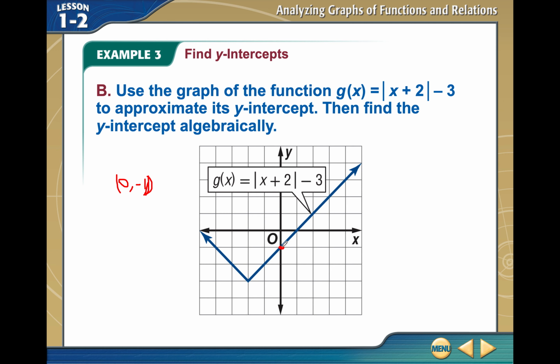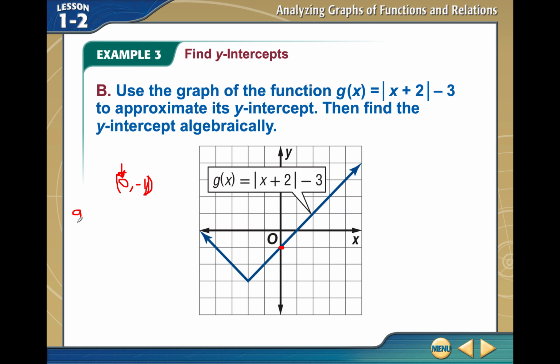To find it algebraically, we have to plug in the value 0 in x, because we know that the graph touches the y-axis, or the y-intercept, when x is 0. Just remember that the y-intercept is when x is 0. So let's do it algebraically.